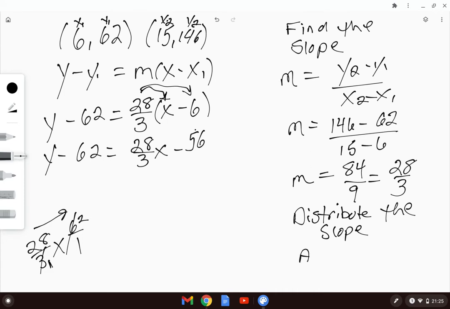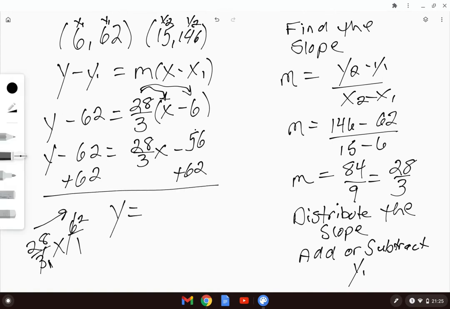I distribute the slope. Now I'm going to add or subtract y1. So the y1 is here. Because negative 56 plus 62 is a positive 6. So now I have an equation in slope-intercept form, y equals 28 thirds x plus 6, that I can use to describe the altitude of the hot air balloon at any period of time.